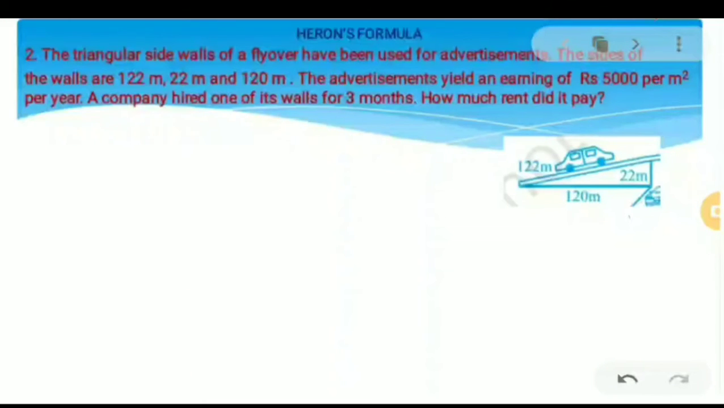Number 2. The triangular side walls of a flyover have been used for advertisement. The sides of the wall are 122 meter, 22 meter and 120 meter. The advertisement yields an earning of rupees 5000 per meter square per year. A company hired one of its walls for 3 months. How much rent did it pay?